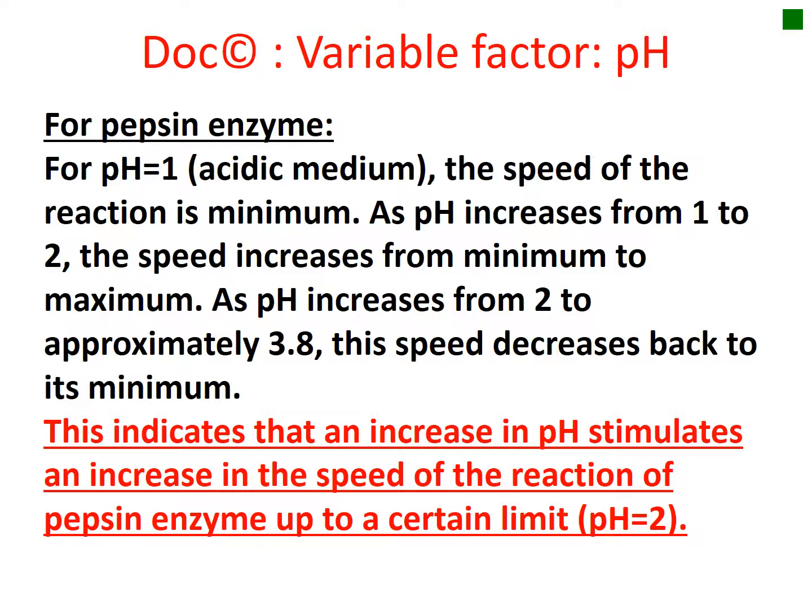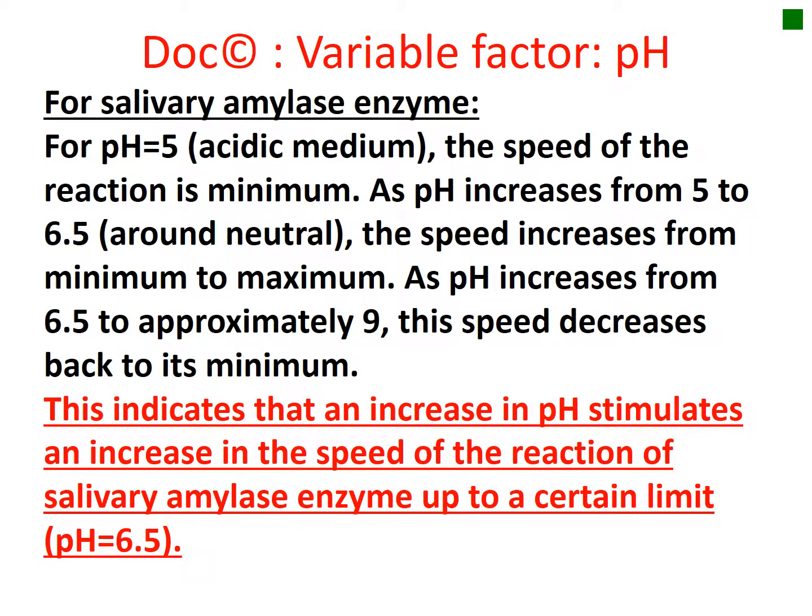Document C, the variable factor is the pH. For pepsin enzyme, pH equal 1, acidic, the speed of the reaction is minimum. As pH increases from 1 to 2, the speed increases from minimum to maximum. And as pH increases from 2 to 3.8, the speed decreases back to its minimum. What does this indicate? This indicates that an increase in pH stimulates an increase in the speed of the reaction of pepsin, up to a certain limit.